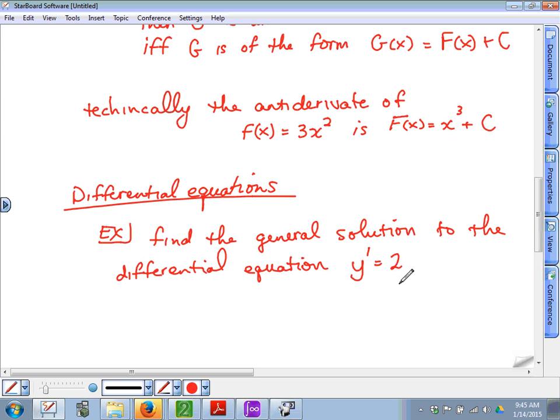Keep going, 2x. Did you guys all hear that? So we're going to not do y prime in here. We're going to do y equals. This would be the antiderivative. Y equals. And what kind of a function do we have to have whose derivative is 2? 2x, but it says the general solution. So it's 2x plus c.